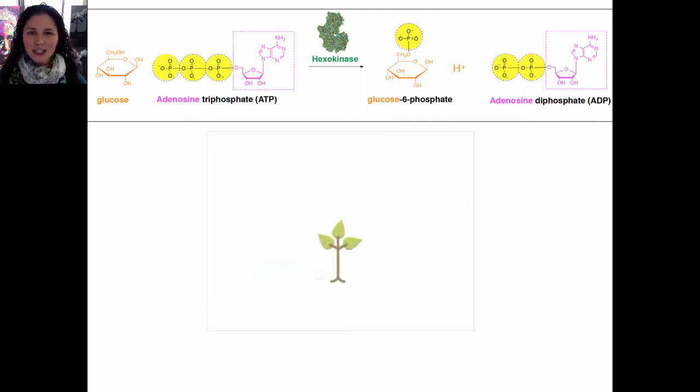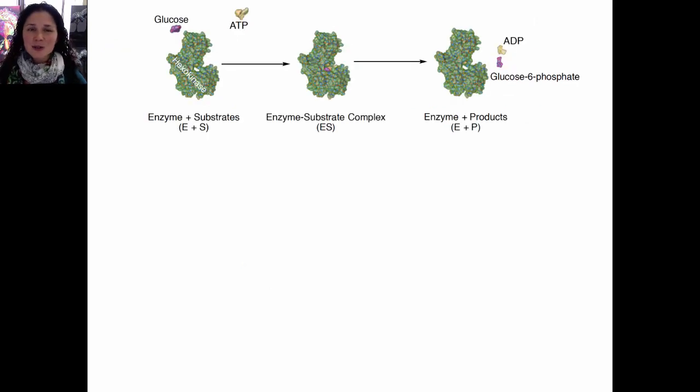This reaction, under normal conditions, would take 10,000 years. However, in the presence of an enzyme like hexokinase, it happens thousands of times per second. This is a huge increase in reaction rate, from 10,000 years to 10,000 times per second. That's pretty amazing. Biological molecules like enzymes are specially designed to carry out specific biological reactions very, very quickly in your cells. Let's take a closer look.